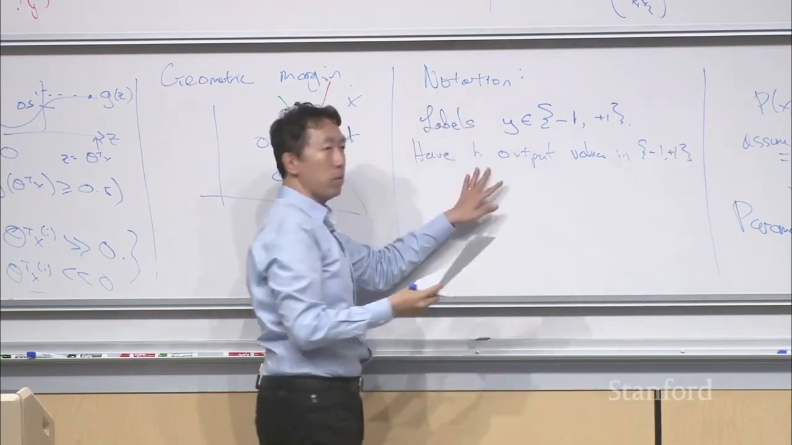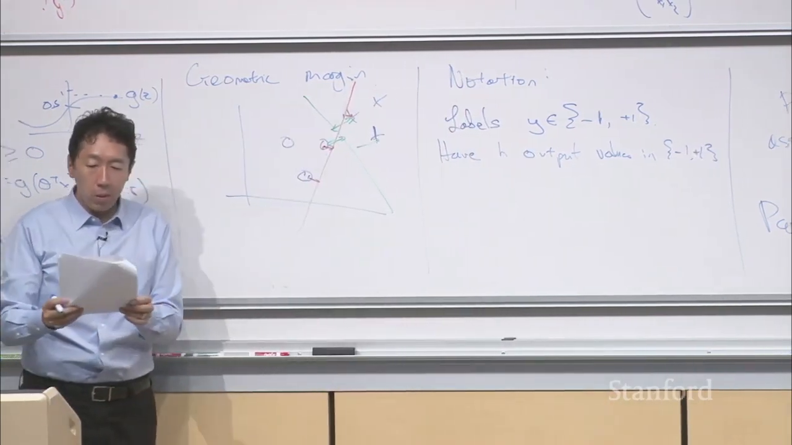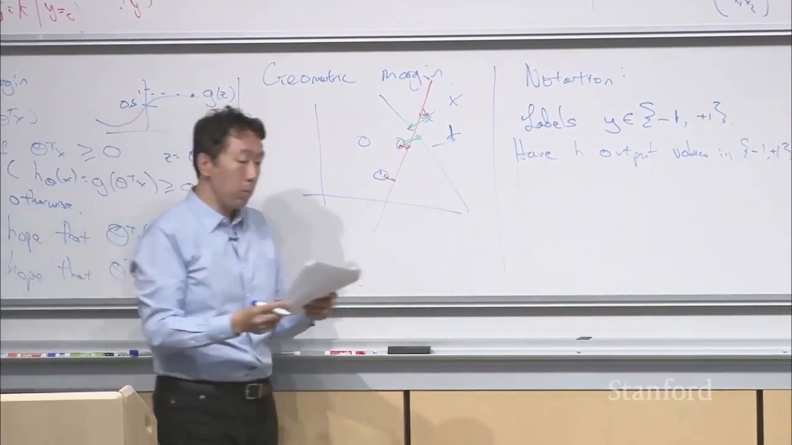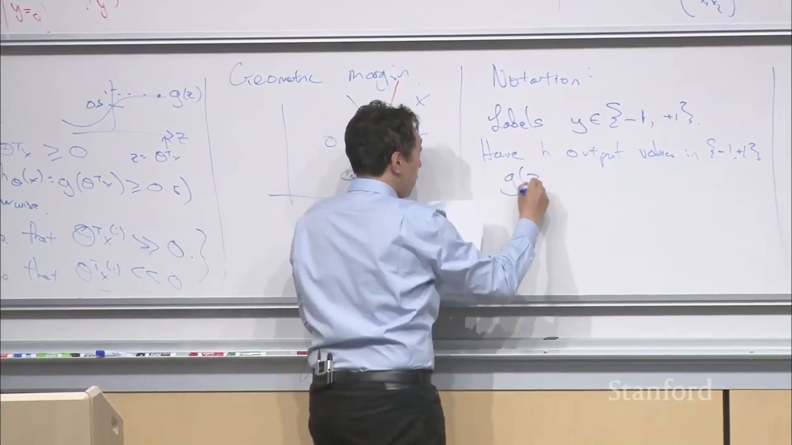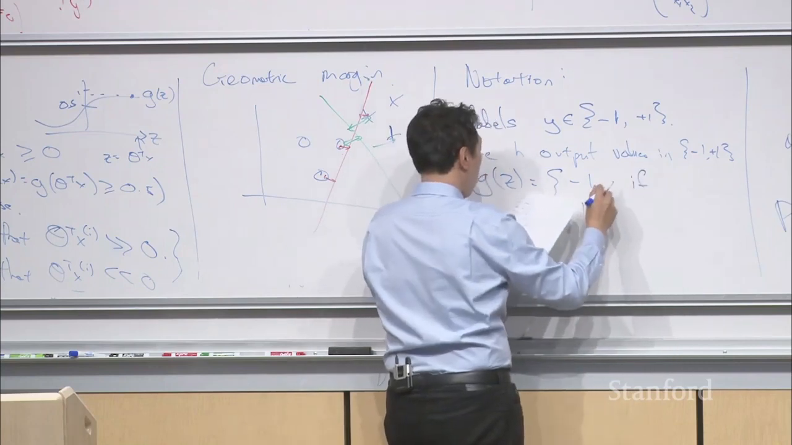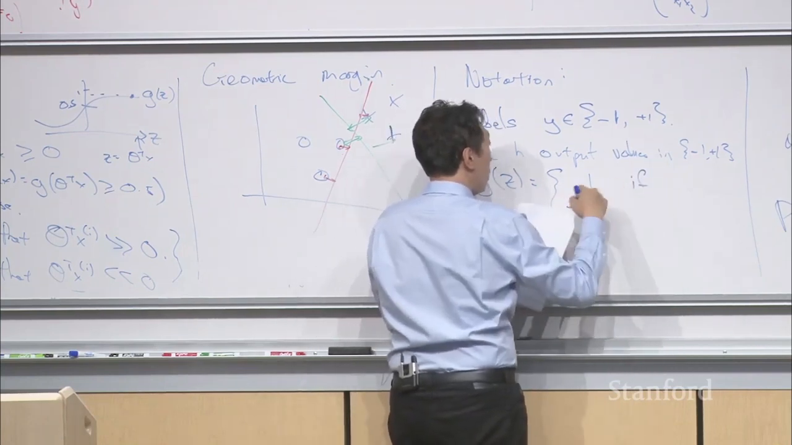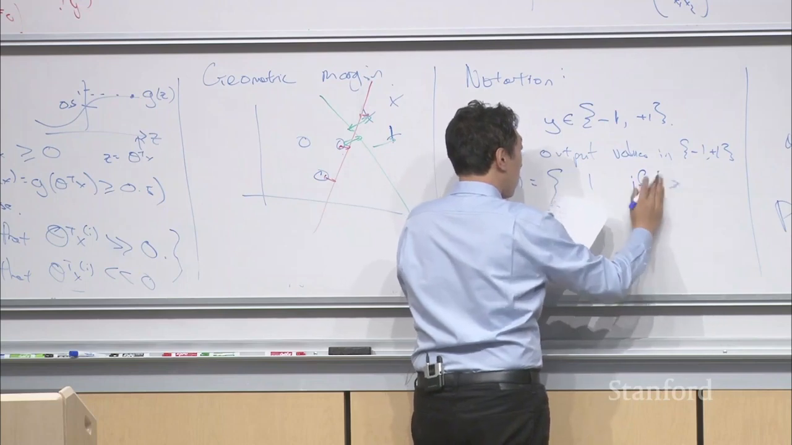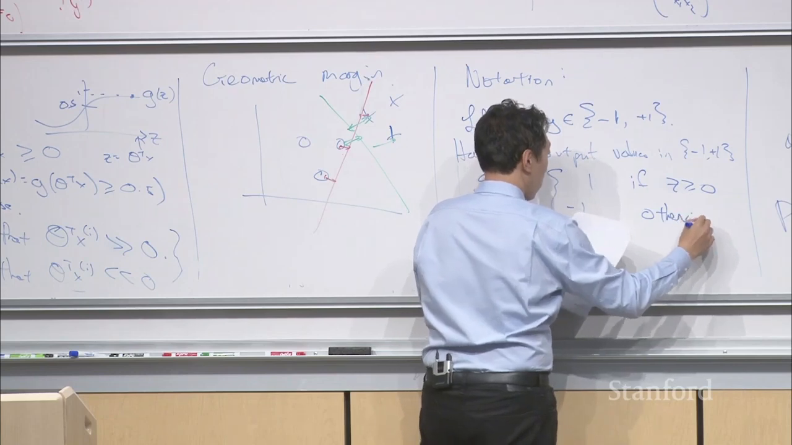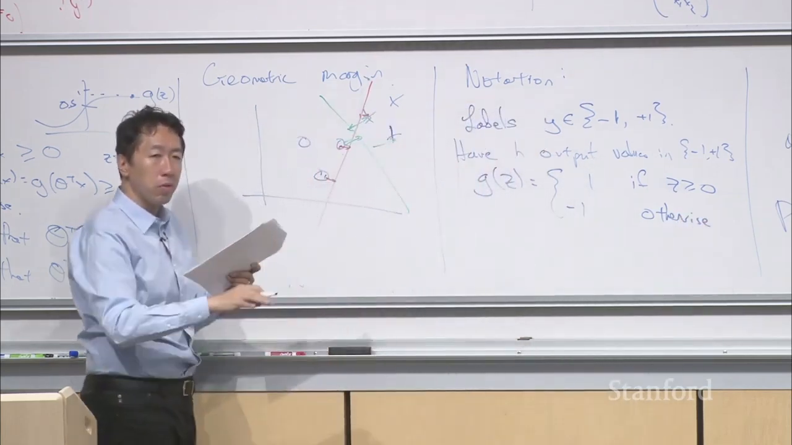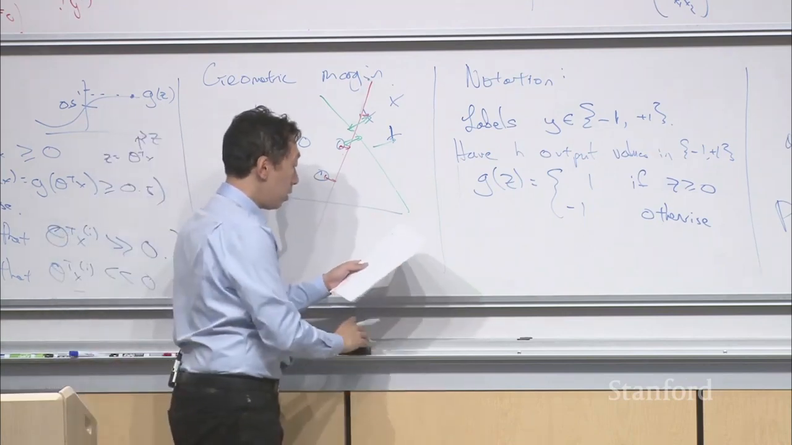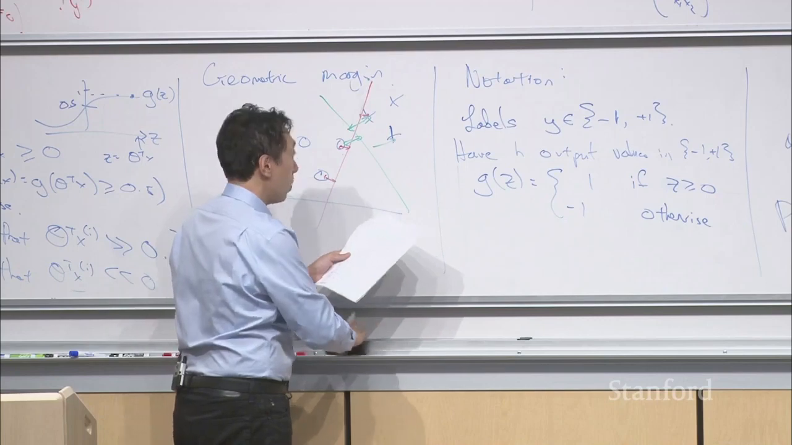So rather than having a hypothesis output a probability like you saw in logistic regression, the support vector machine will output either -1 or +1. And so g of z becomes -1 or 1. So output 1 if z is greater than or equal to 0, and -1 otherwise. Okay? So instead of a smooth transition from 0 to 1, we have a hard, abrupt transition from -1 to +1.